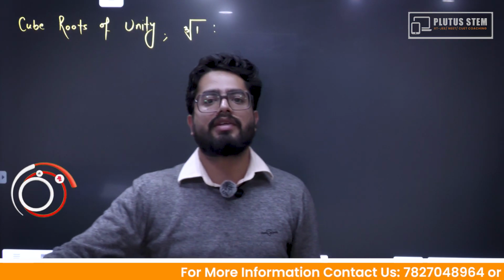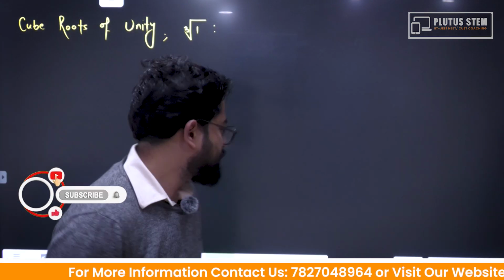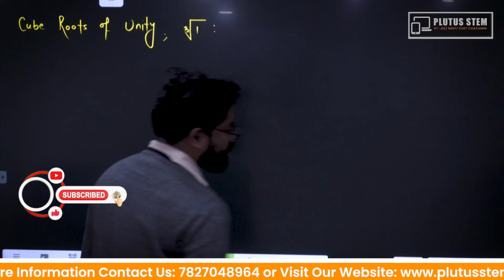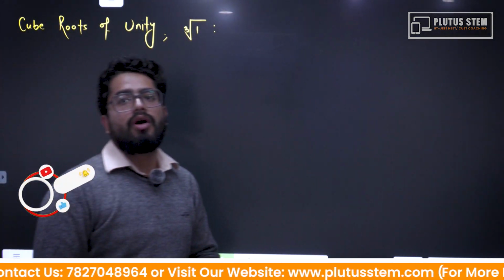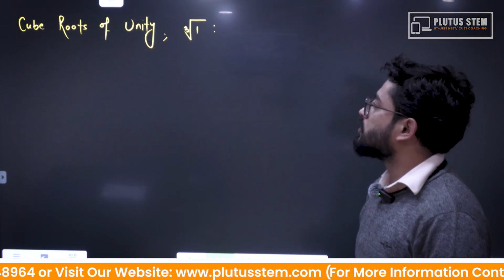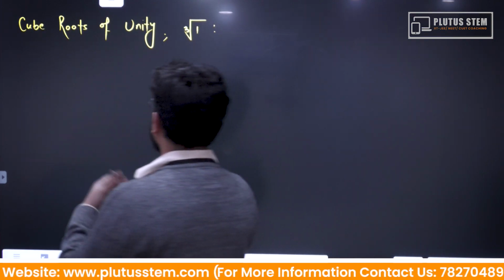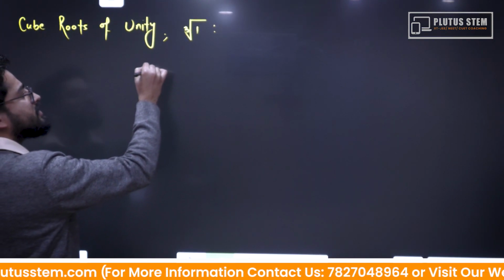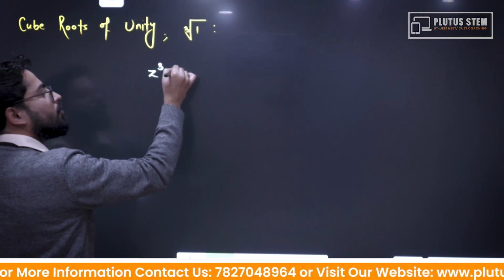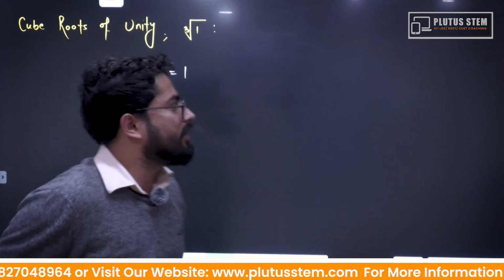Today we will discuss one very important concept, that is cube root of unity. It is an important concept from your complex numbers. Cube roots of unity means we have to find a number whose cube is equal to 1, that is, z cube is equal to 1.